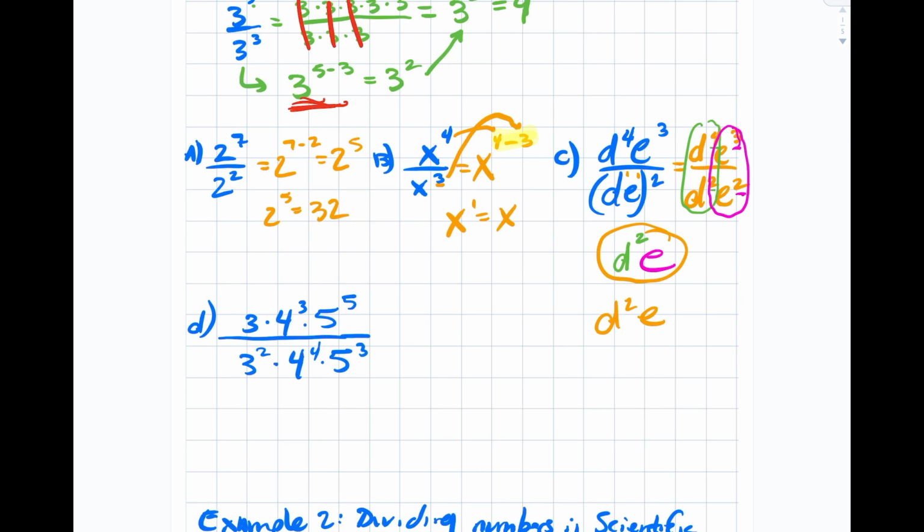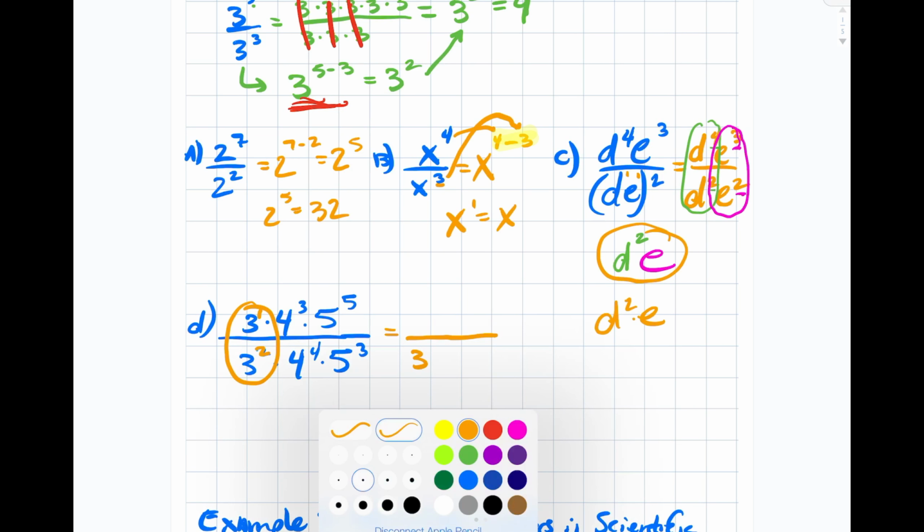D squared times E. All right, take a look at this one. Take a look at the 3's. We have more 3's on the bottom than on the top: there are 2 3's on the bottom and 1 on the top. That leaves 1 3 left over on the bottom.